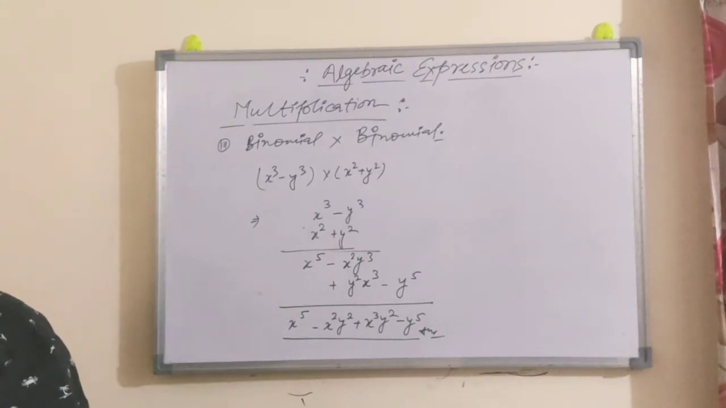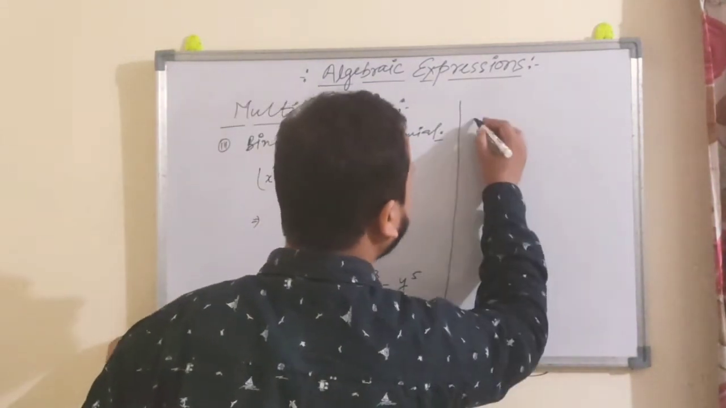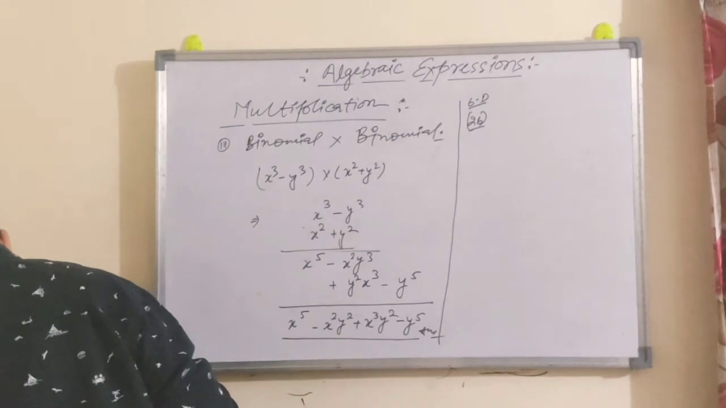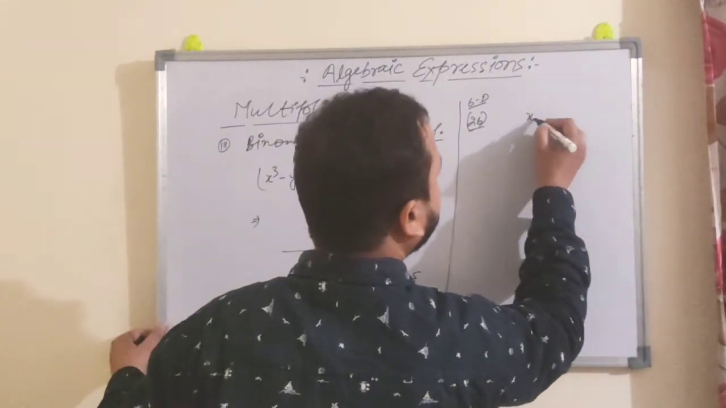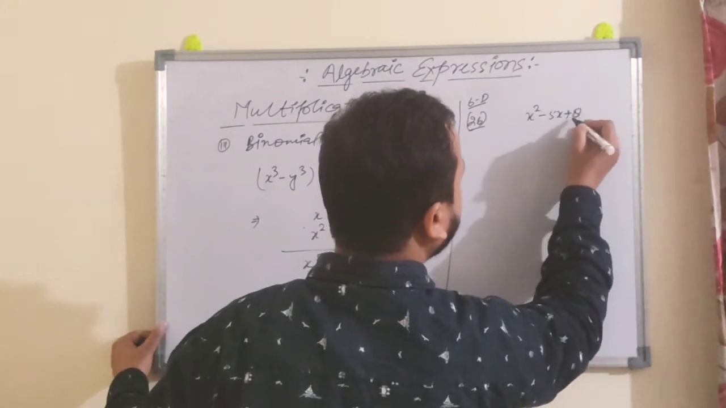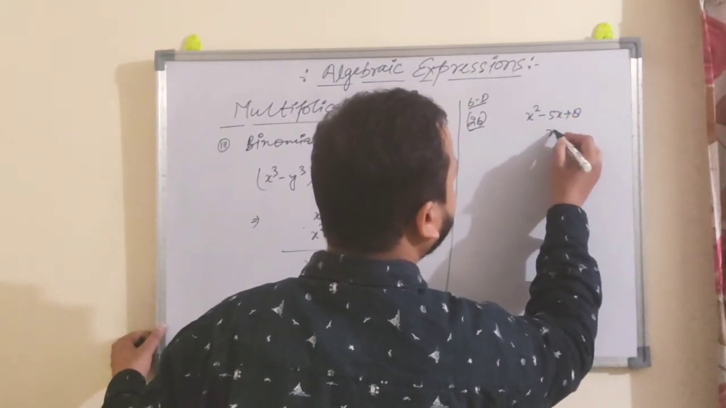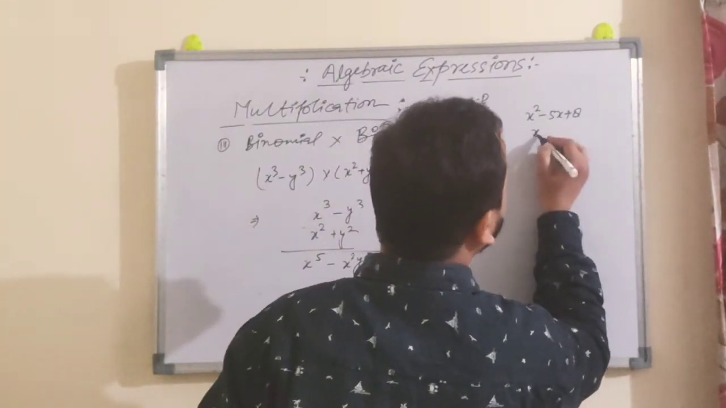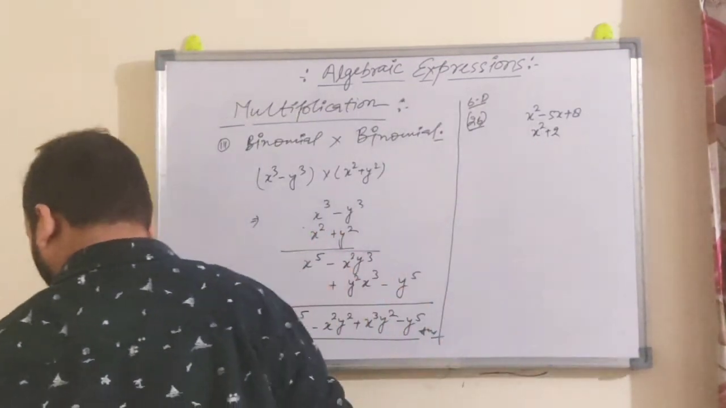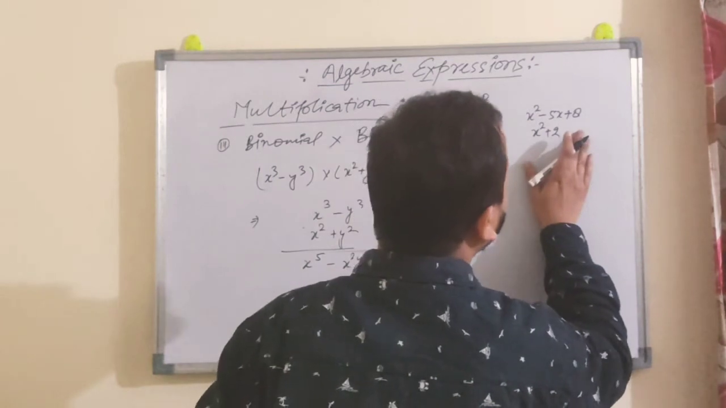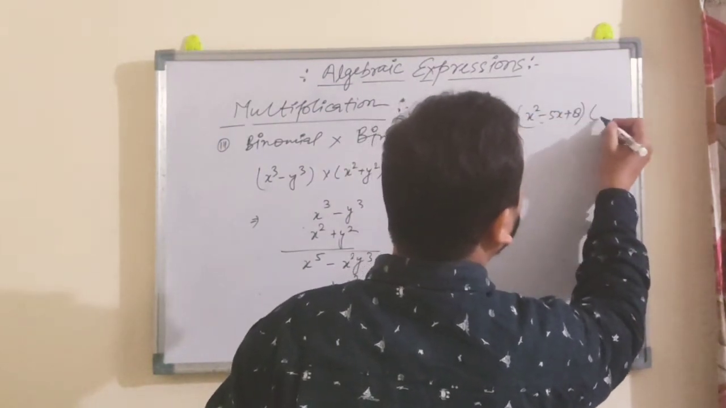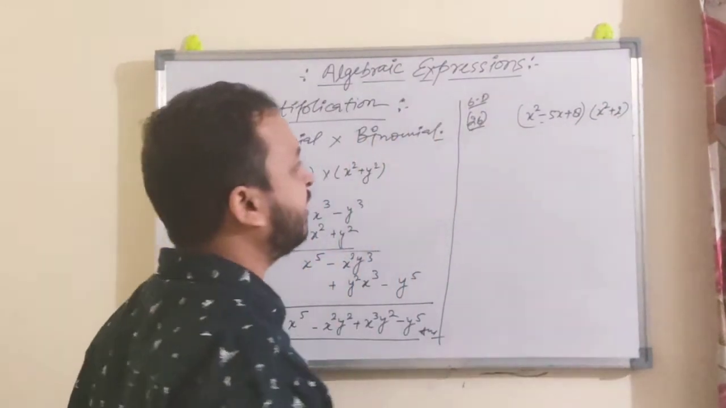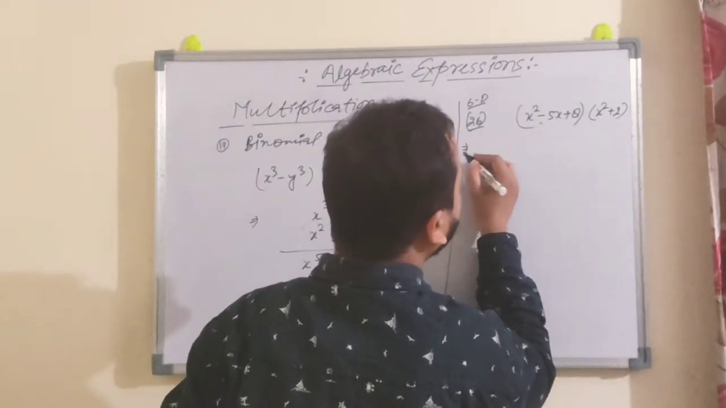One trinomial and one binomial is also given in the question. Question number 26 of exercise 6D. x square minus 5x plus 8 and x square plus 2 is given, so we have to multiply it this way, or you can also prefer the horizontal method. I'm going to apply the horizontal method.